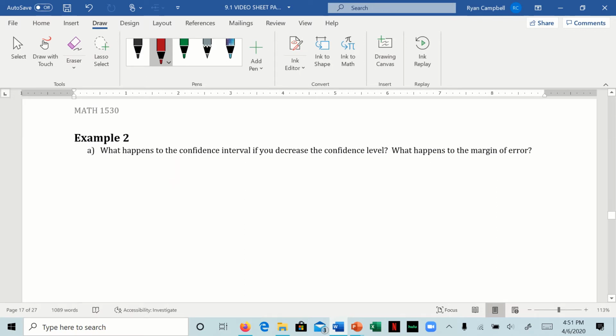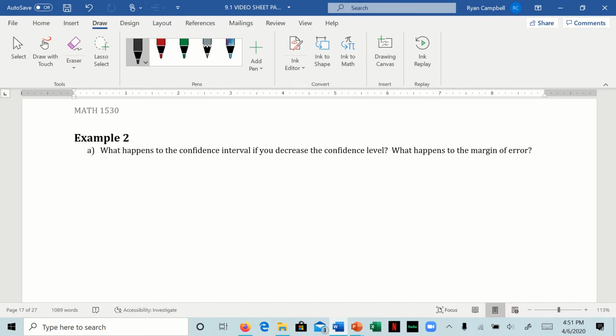All right. So let's do something a little different, a little more theoretical. What happens to a confidence interval if you decrease the confidence level? What happens to the confidence interval if you decrease the confidence level? What happens to the margin of error?